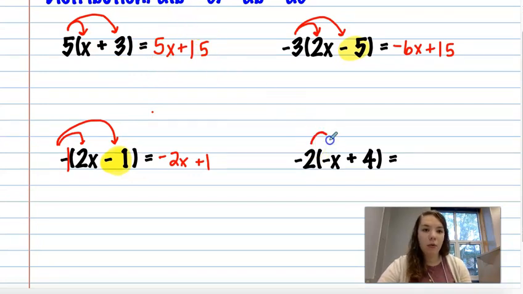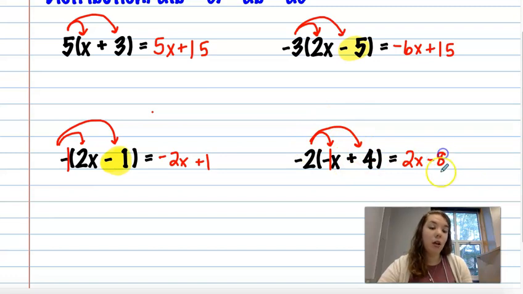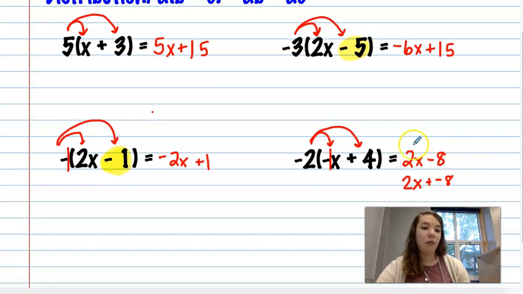Again, we're going to distribute. And this would also be a negative 1. If there's not a number here, there's an invisible 1. So negative 2 times negative 1 is positive 2, so positive 2x. Negative 2 times positive 4 is a negative 8. So you can write this with just a minus 8 or plus negative 8. Those are equivalent expressions. I like to write this first one because I think it's less cluttered, but both are totally okay. Okay, so just FYI.